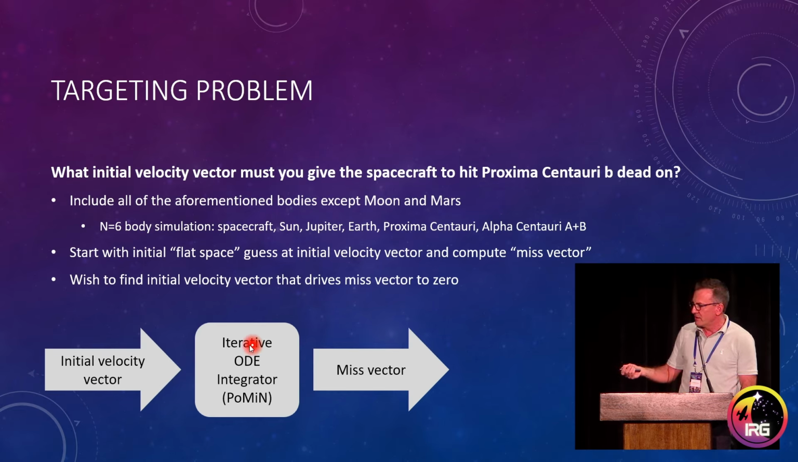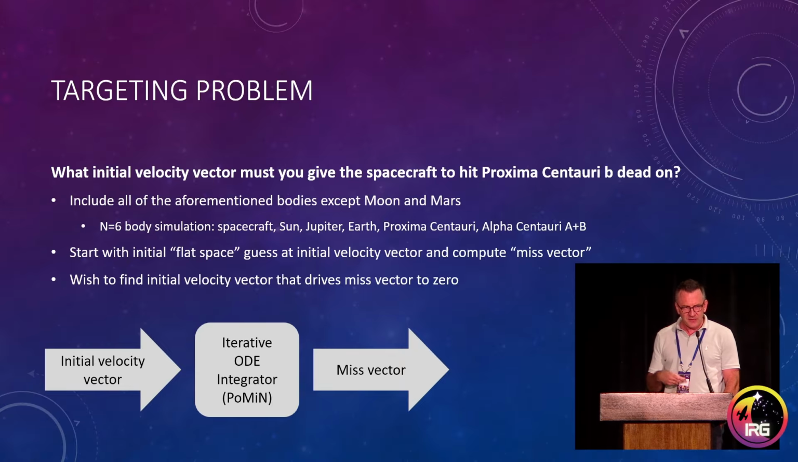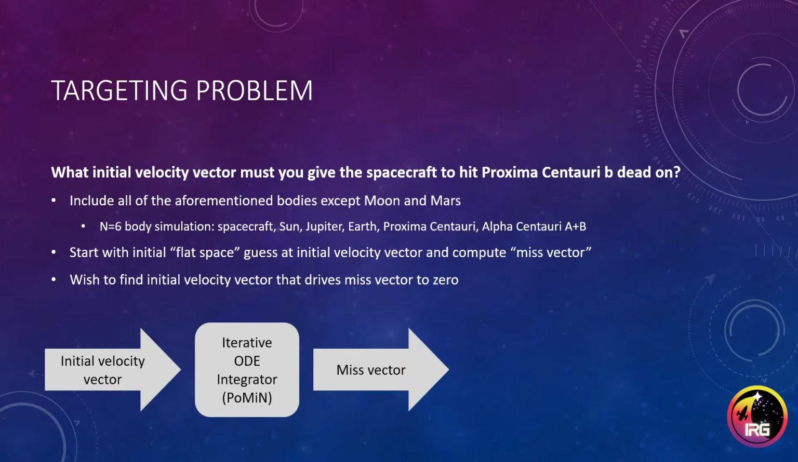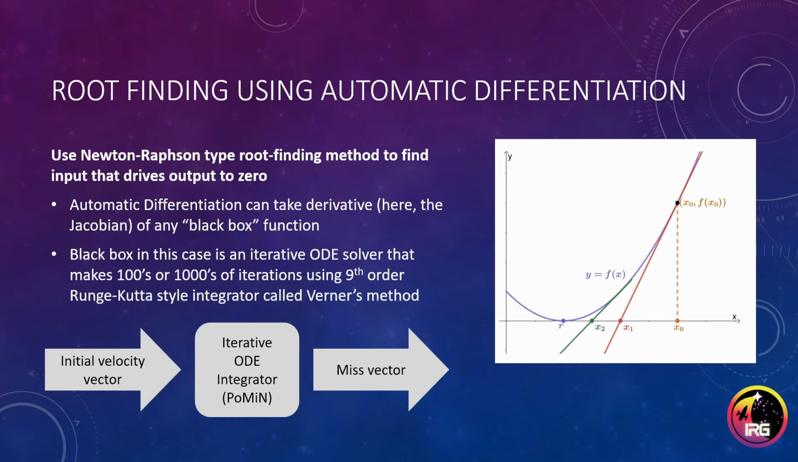So this is it in a schematic here. We have this solver here, this iterative differential equation integrator. We provide an initial velocity vector, and the solver produces the miss vector. And what we want to do is find what input produces an output of 0. So that's a familiar problem. That's called a root finding problem. And so we use a Newton-Raphson type root finding method to solve this problem.